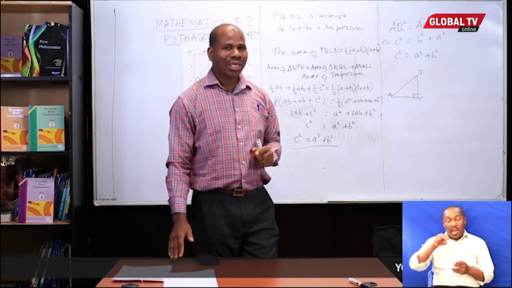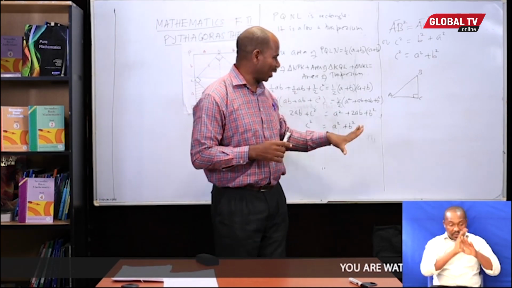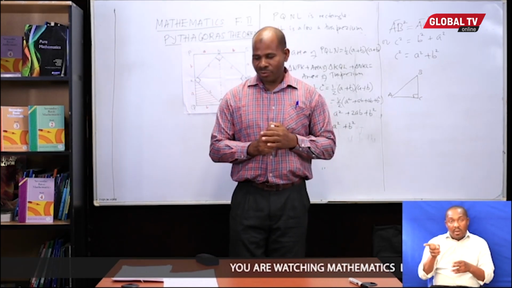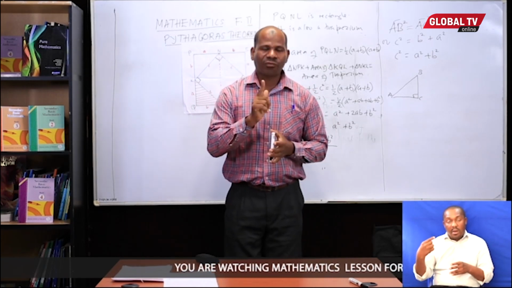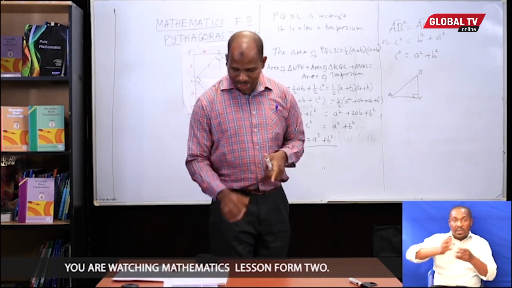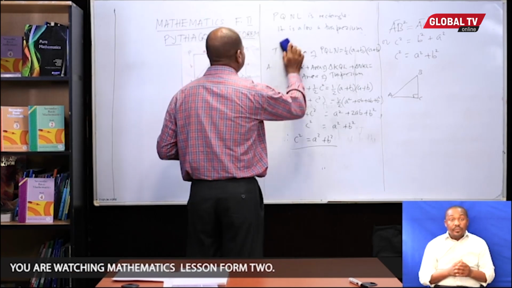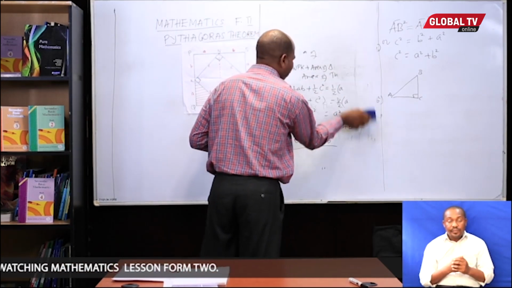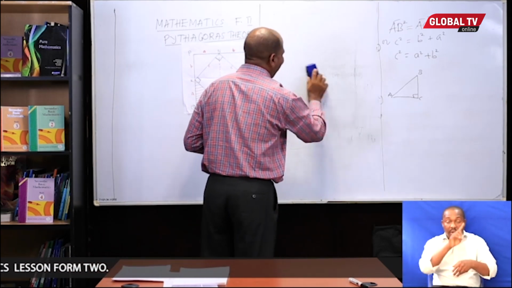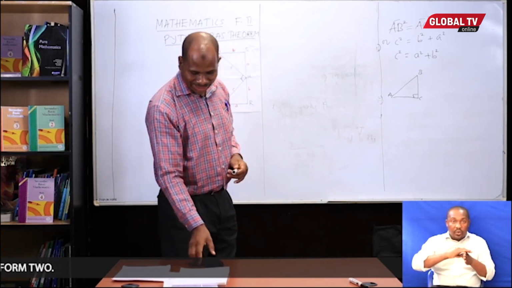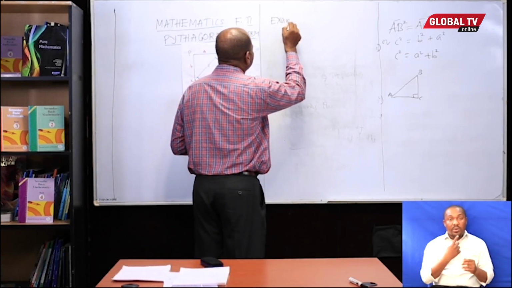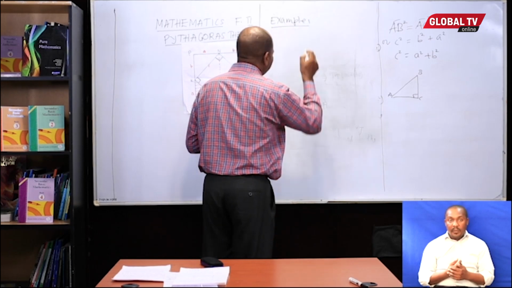And after this, we are now in the right position to apply the Pythagoras theorem to solve any right angle triangle if one of the sides is not given. For example, suppose we have a question that needs the Pythagoras theorem. Let us say example number 1. This is example number 1.